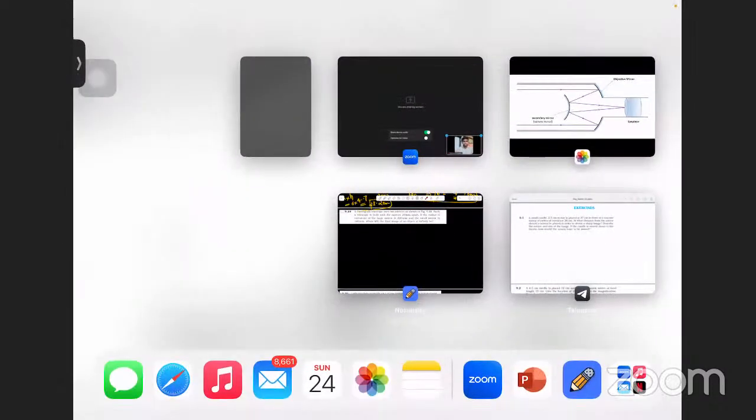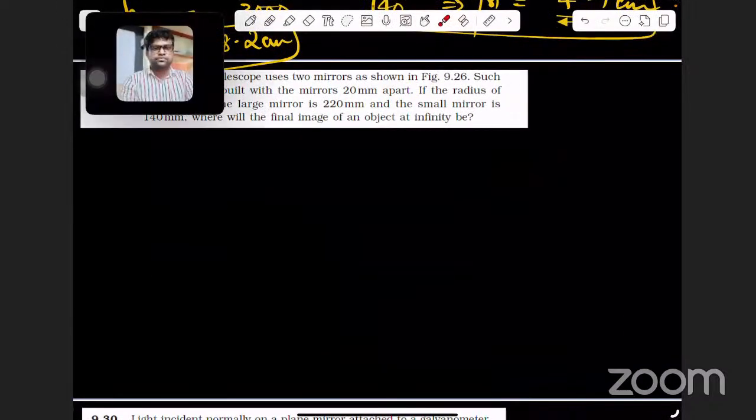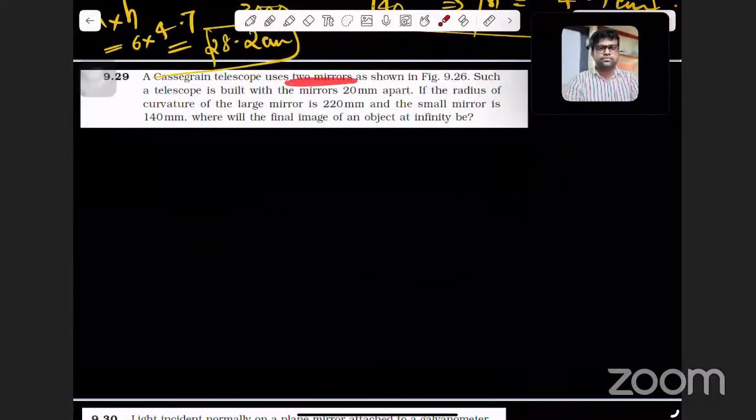Okay. So a Cassegrain telescope uses two mirrors. Such a telescope is built with the mirrors 20 millimeters apart. If the radius of curvature of the larger mirror is 220 millimeters and of the smaller mirror is 140 millimeters, where will the final image of an object at infinity be? Okay.